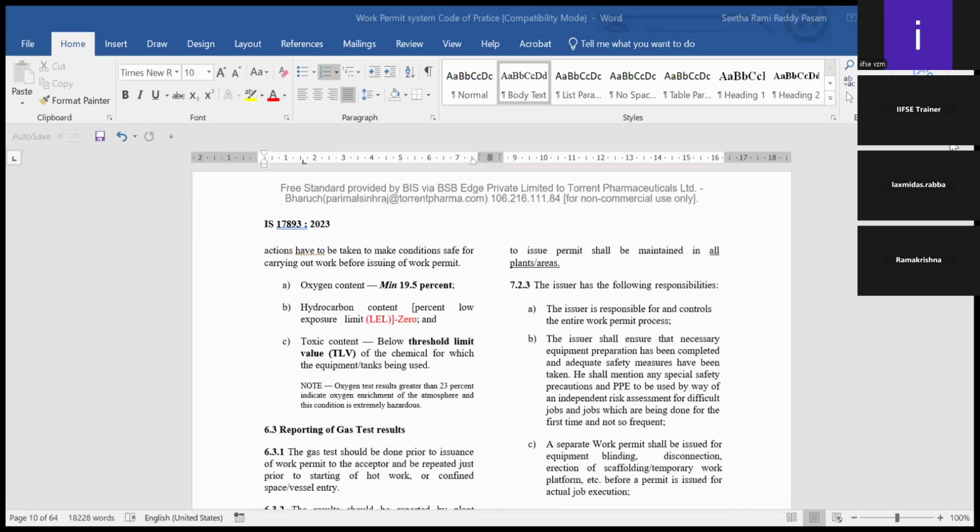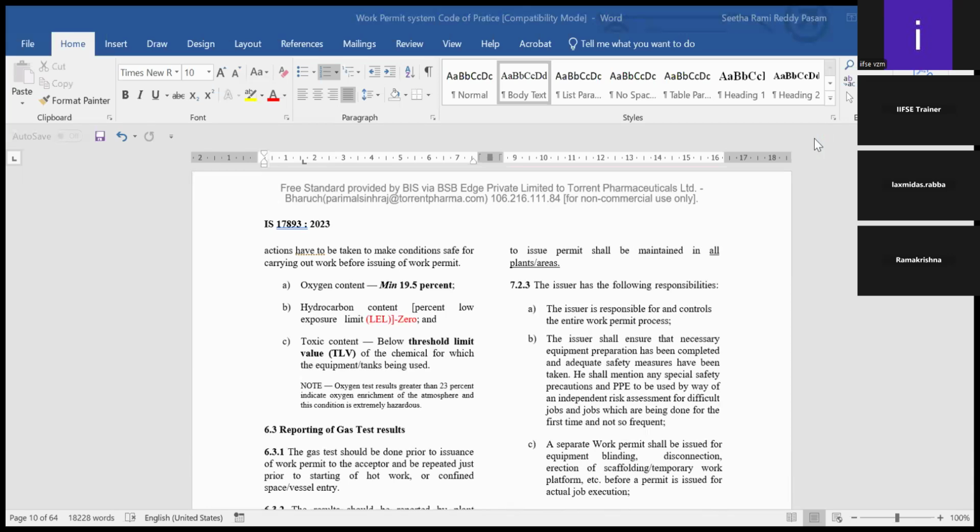So I can say, for example, 5 ppm PEL. Both are calculated for 8 hours of duration. If an employee is exposed to 2 ppm for the entire 8 hours of duration, it is fine. Those limits are called threshold limit value or permissible limit values.